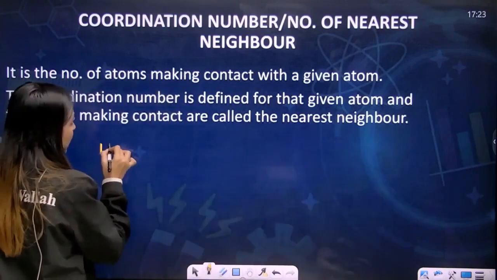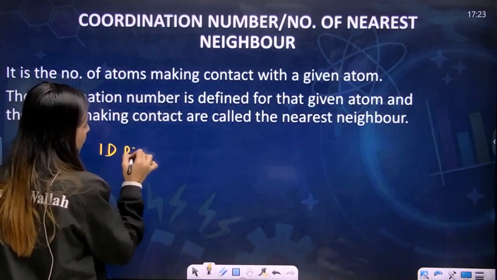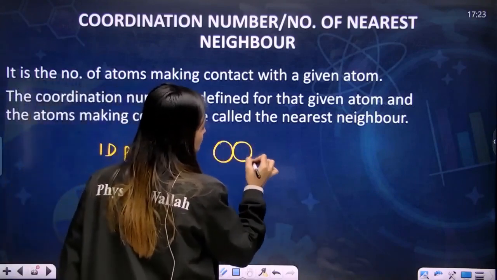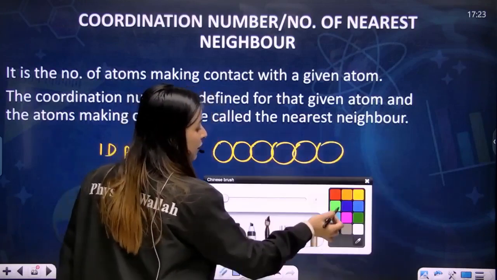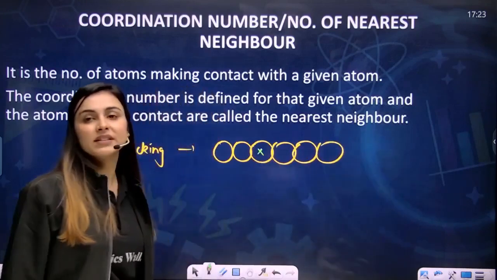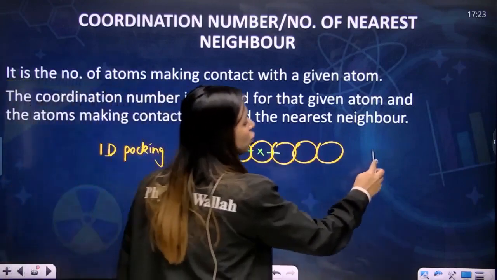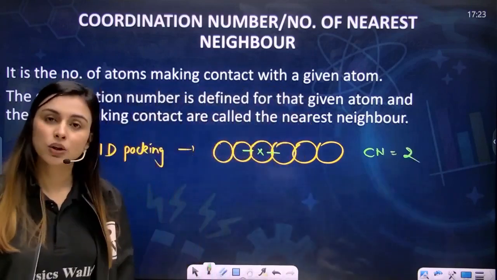Let's say you have one-dimensional packing. If you are talking about one-dimensional packing, you will have atoms like this. And if I ask you the coordination number of this atom, what will you say? Two atoms are in direct contact, so the coordination number will be 2.